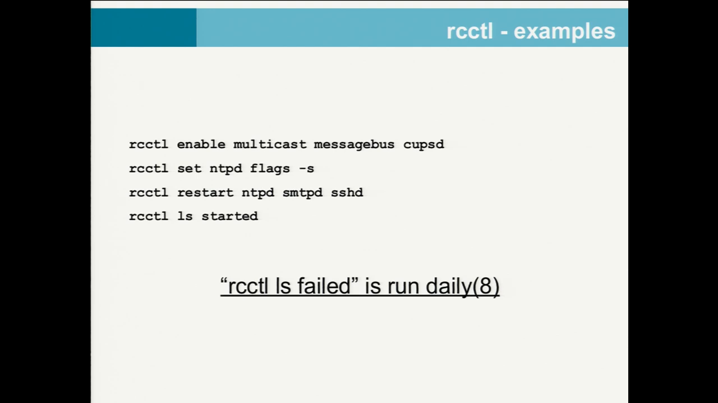And we also have a small command called rcctl ls failed, which will list the daemons that are enabled in the configuration but that are not running. This is run every day by the daily script on OpenBSD. So it's not like a supervision system or whatever, but it can be useful from time to time to make sure that all the daemons that are supposed to run are in fact running.